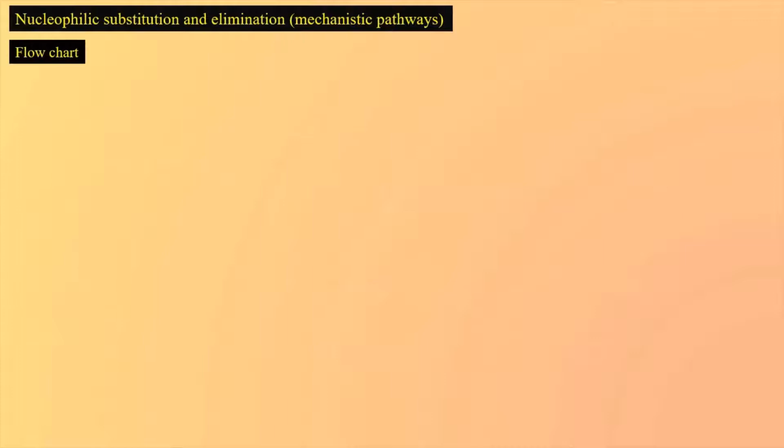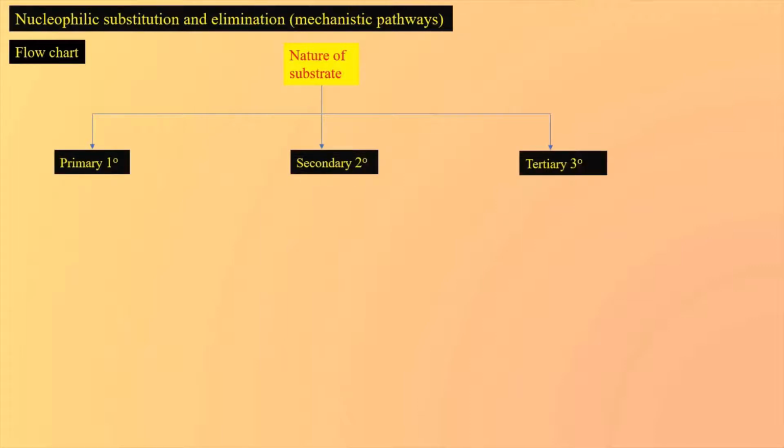Now let's look at the flow chart. Okay, this is where we kind of summarize everything we've learned. So, nature of the substrate. First, you go to the carbon containing the leaving group and you determine, just literally write down, is it primary, secondary, or tertiary. Say you determine it's primary. Yes, it's primary.